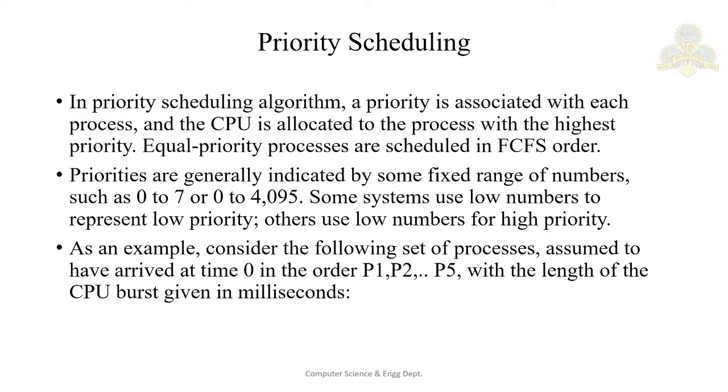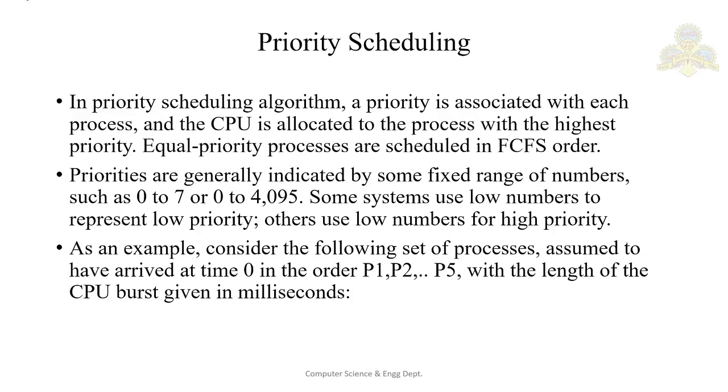Fine. So in the priority algorithm, along with the burst time, the process also has a priority. The priority is a number, basically from some fixed range, either 0 to 7 or 0 to 4095. It differs. In some systems, a low number represents low priority. In other systems, a low number can represent high priority.